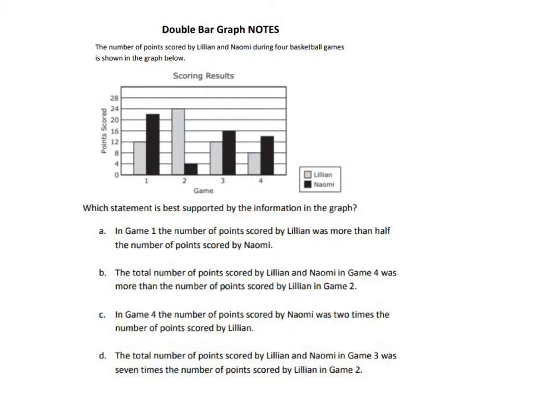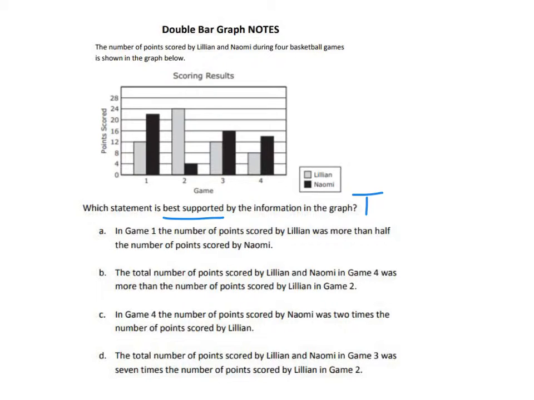represents. Now, this is talking about games and the results of the scores for a basketball game. And you have two players that they're comparing, and that's Lillian and Naomi. Now, what we're going to do is go ahead and find out which one of those is true, because it's asking best supporting. So when they're saying best supporting, they're asking for true statements. So looking for true statements.